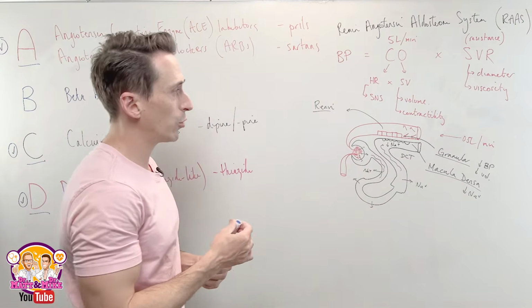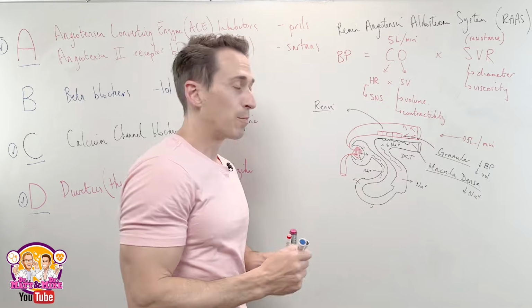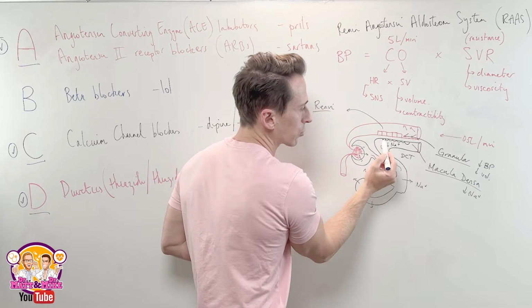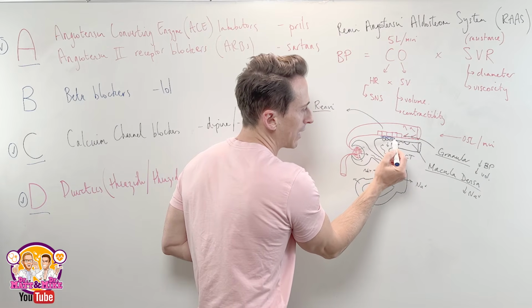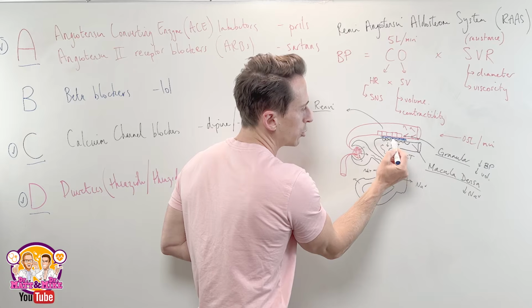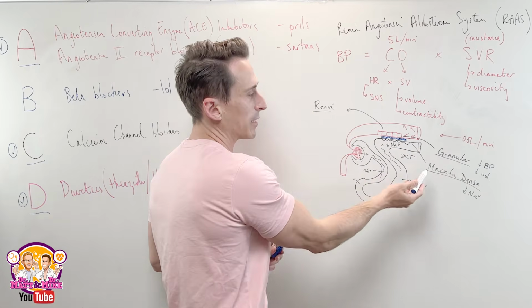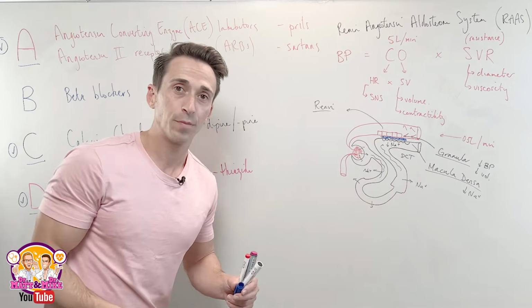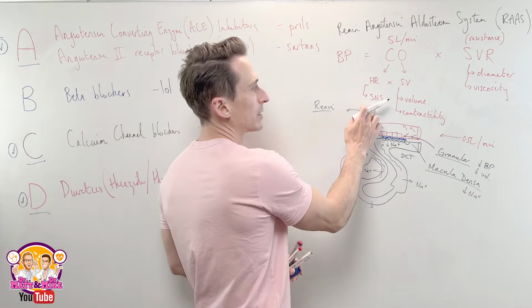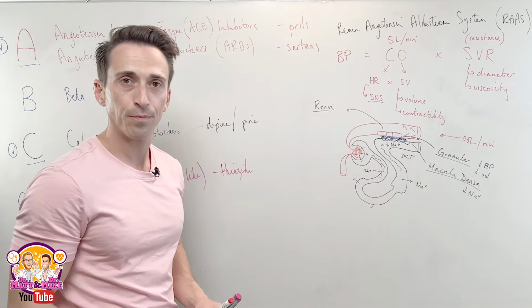It speaks to the granular cells, because you can see the afferent arteriole and the distal convoluted tubule are so tightly, intimately related here with some tissue connecting. So, macula densa tell granular cells to release renin. Finally, another way to release renin is by stimulating the sympathetic nervous system.